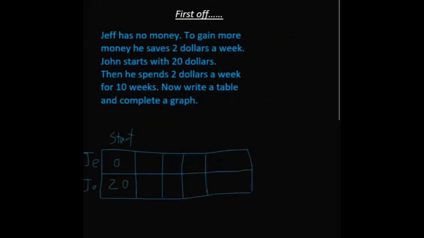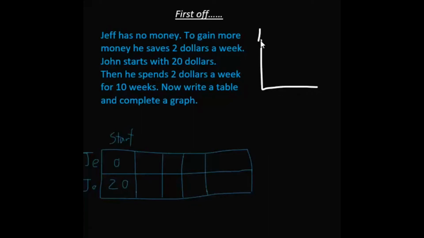Okay, so first off, I have a problem here that we're going to solve. It says Jeff has no money. To gain more money, he saves $2 a week. John starts with $20. Then he spends $2 a week for 10 weeks. Now, write a table and complete a graph. I've already drawn down the table. Let me just draw down the graph.